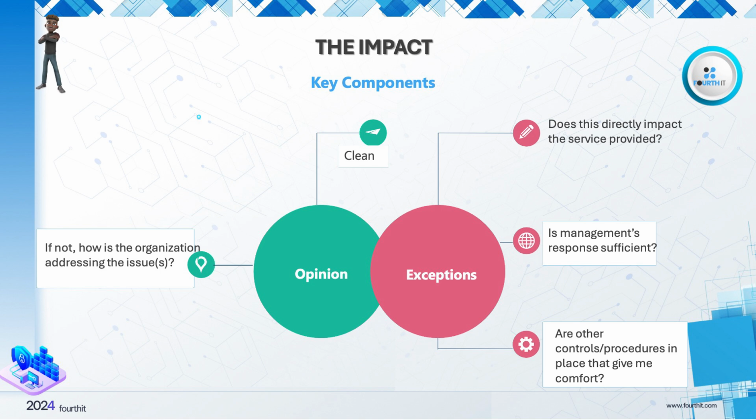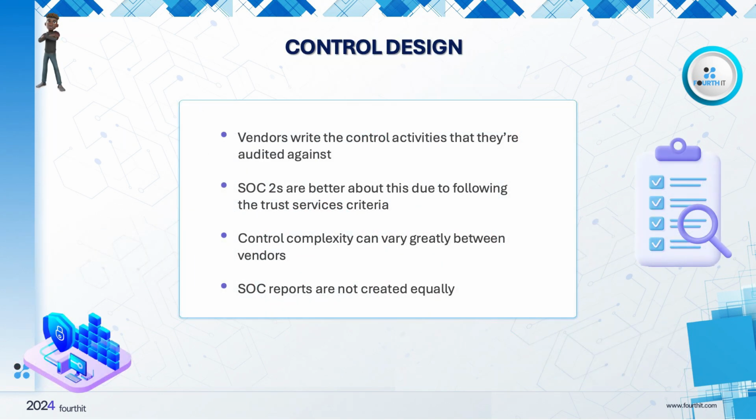Then what we call the control design. What is control design? Control design talks about the fact that vendors write control activities that are audited against. Those activities written by the vendor are what we call the designs. SOC 2 reports are better about this because they follow the 5 trust principles, so vendors need to write how effective all these are within the 5 trust principles. Then control complexity can vary between various vendors. Remember, SOC reports are not created equally. Every organization comes up with its own design on how they are meeting the criteria.